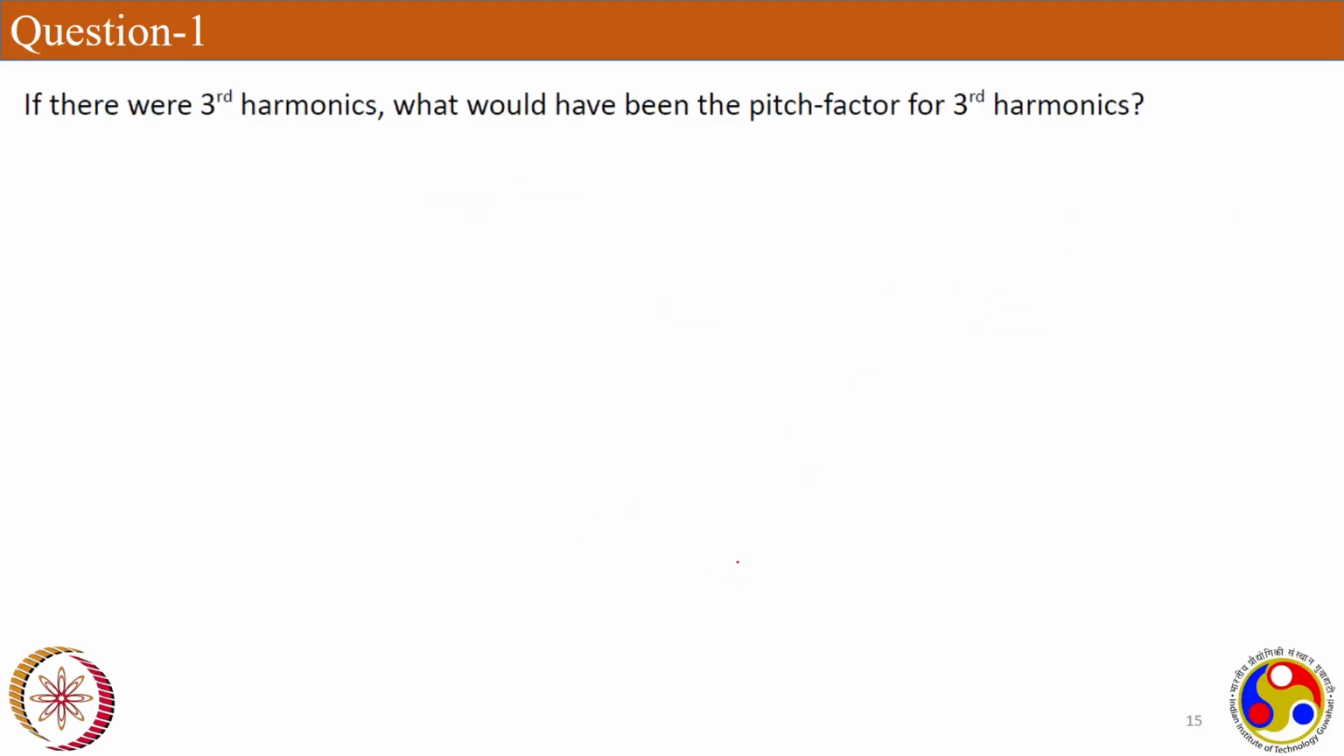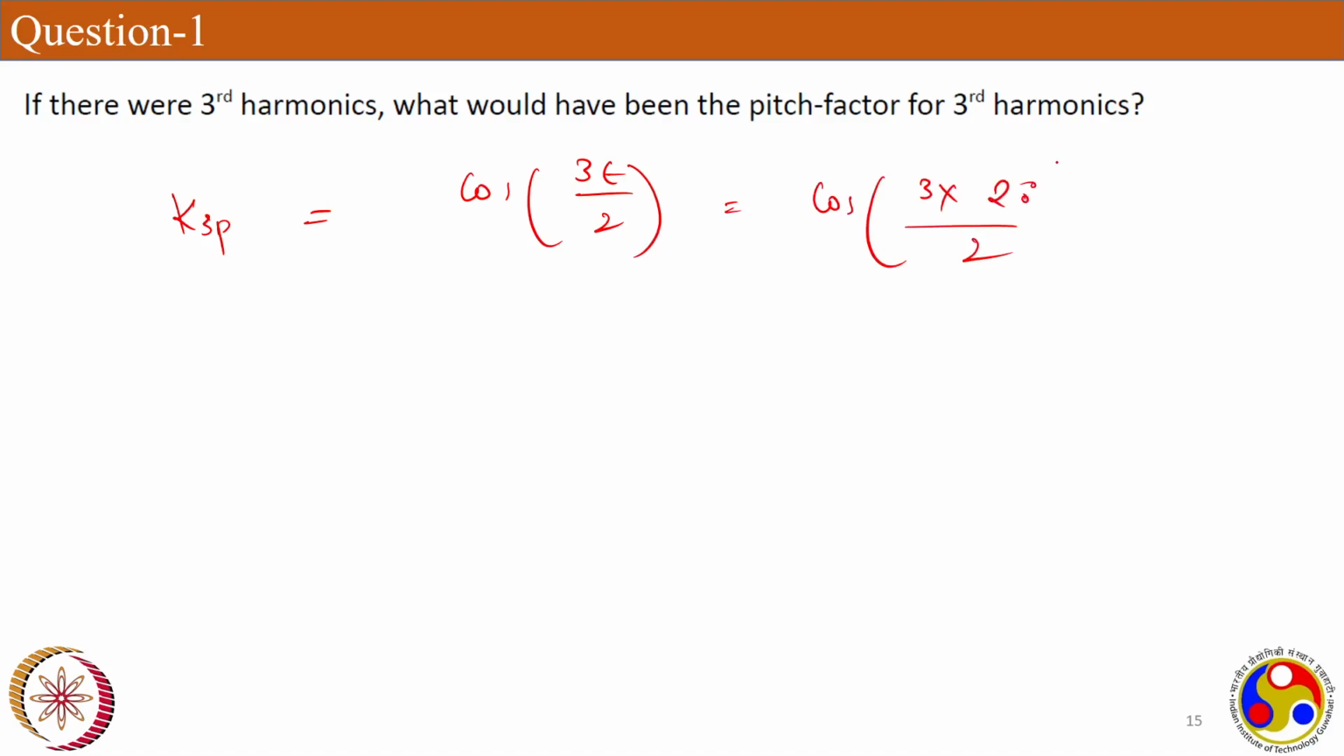Now the next one is, if there were third harmonics, what would have been the pitch factor for third harmonics? They are asking us K3P. K3P will be cos 3 epsilon by 2. Epsilon we already calculated, 3 times 20 by 2, so it's cos 60 by 2, so cos 30. How much is cos 30? 0.866, right? So that's how, if you want to eliminate the third harmonics, you can short pitch by this much so that you can eliminate the third harmonics in it.